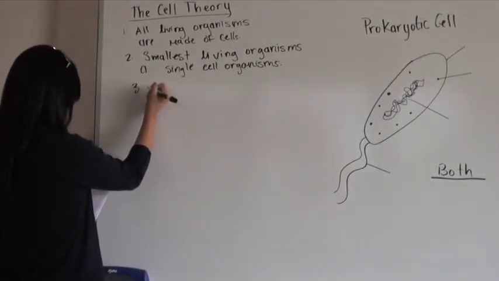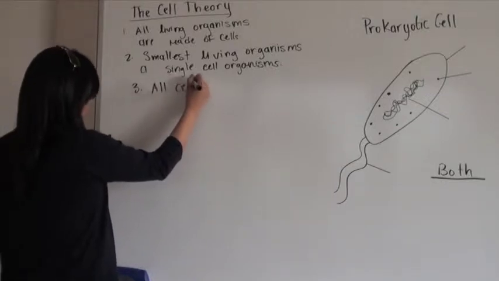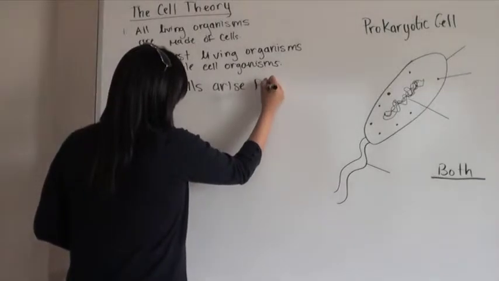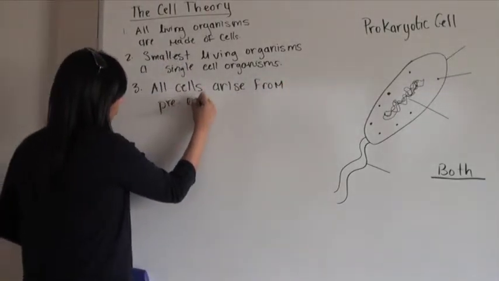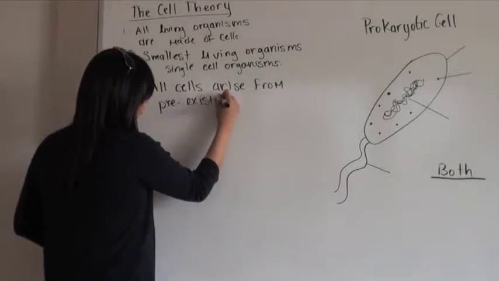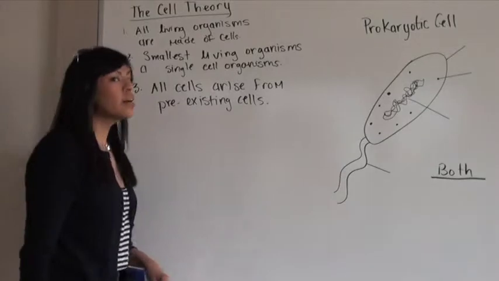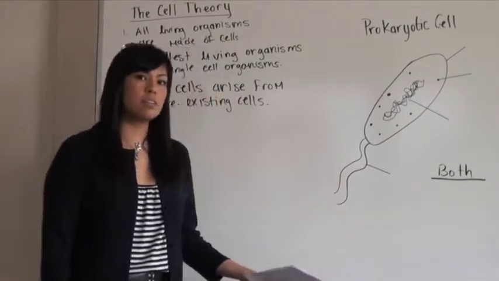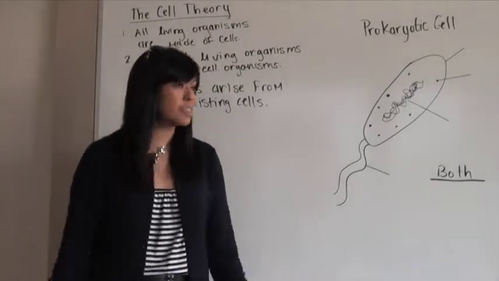We also have number three, which is all cells arise from pre-existing cells. So we all come from a common ancestor. There's the first cell started, and then from that cell it developed into many types of category of cells.